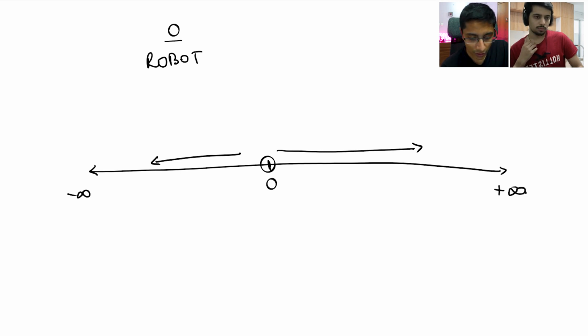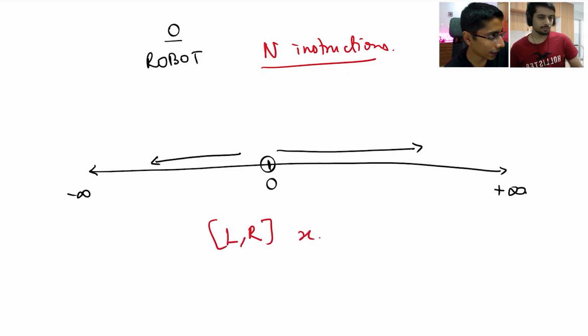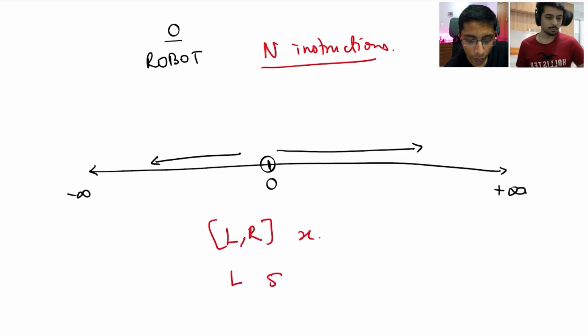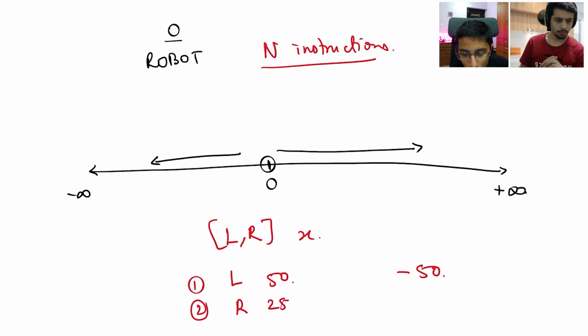This is COVID times, so even for robots, what we need to do here is that firstly you have n instructions. Each instruction is of type left or right and a particular amount x. So if you say left 50, then if you're starting from 0, you go to minus 50. That is the instruction. Now if you have the right instruction next, so this is instruction number 1, instruction number 2 is, let's say, right 25, then the cumulative of that gives you position minus 25.